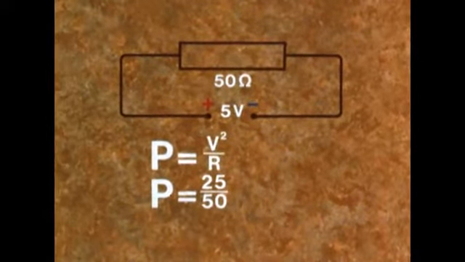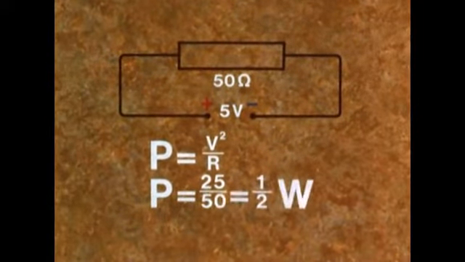Or again, suppose we have a 50 ohm resistor with 5 volts across it. What power is being absorbed? We know R and V, so we use the formula P equals V squared over R to find P. P equals 25 over 50. That is half a watt.